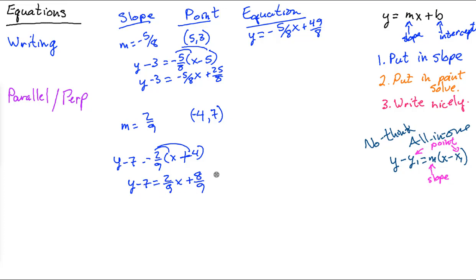So you get, let's put this plus 7 over here, scribble that guy out, and we're going to have y equals 2/9 x plus, let me see, that's 63/9 plus 8/9, that's plus 71/9. Whoo, look at that. We got it. That thing is pretty slick, this point slope form.